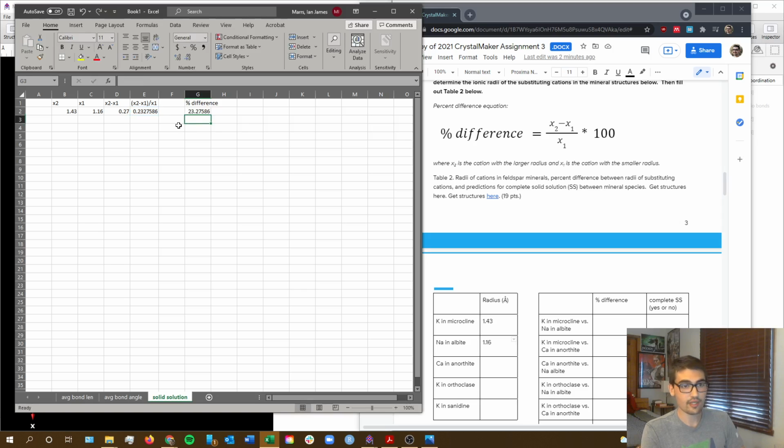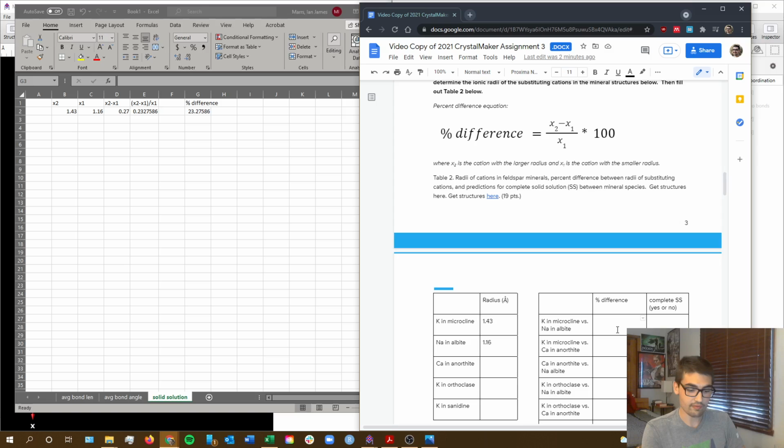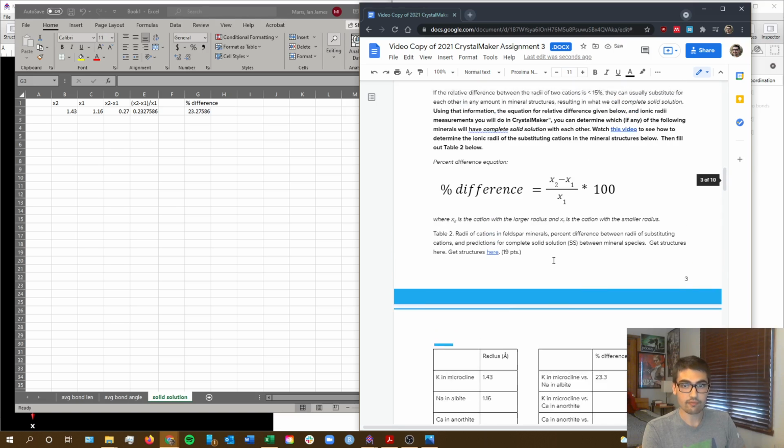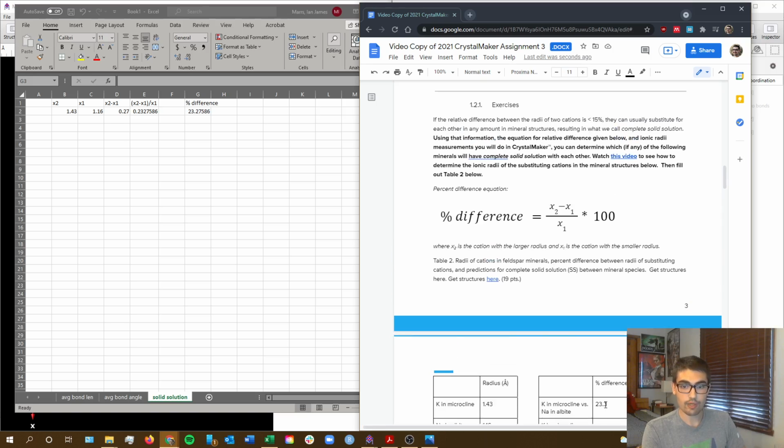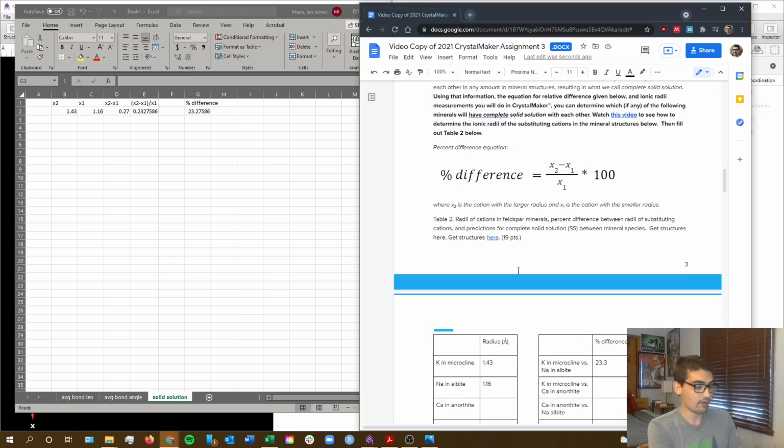And there it is. The percent difference is 23.27. So I'm going to round up and say 23.3. So the percent difference is 23.3. And now we have to think, is 23.3 less than 15%? No, it is not. So these are not going to be in solid solution.